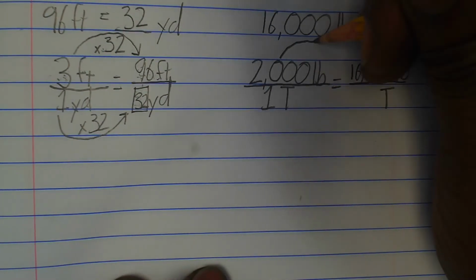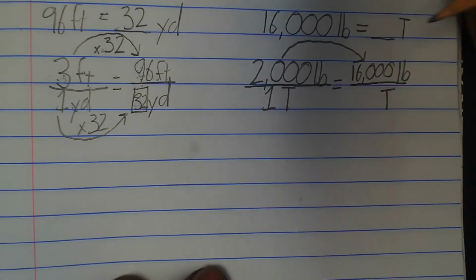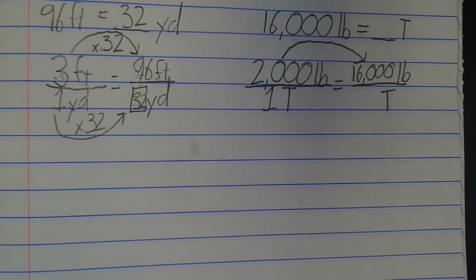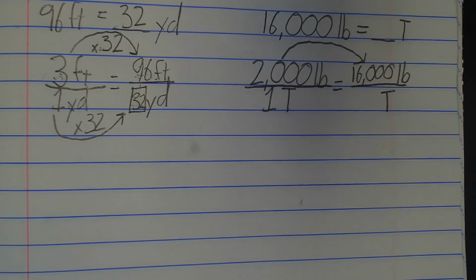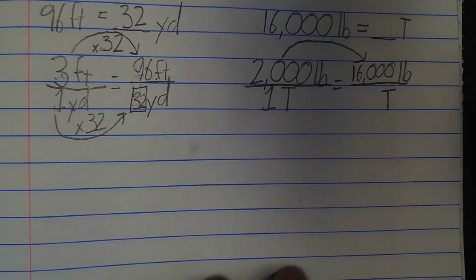Of course, we're going to look for a relationship. Can someone tell me what the relationship is between 2,000 and 16,000? What would you multiply times 2,000 to get 16,000? Anyone? Eight. Times 8. Very good.